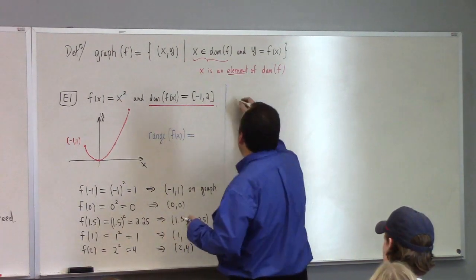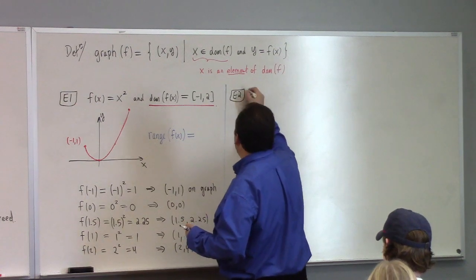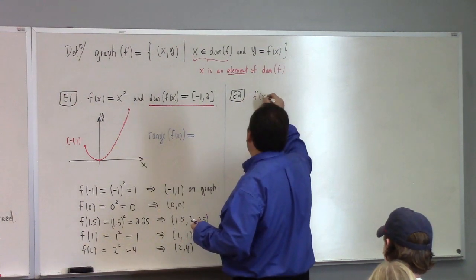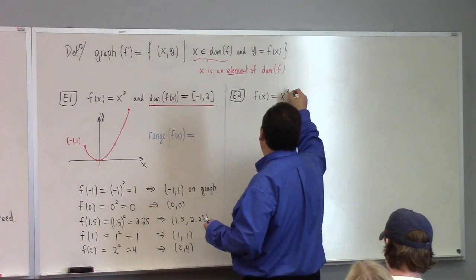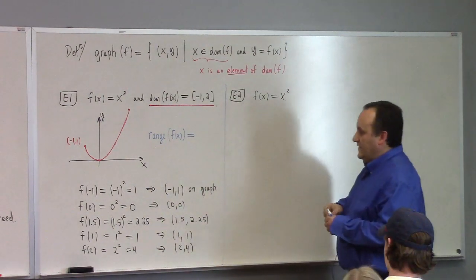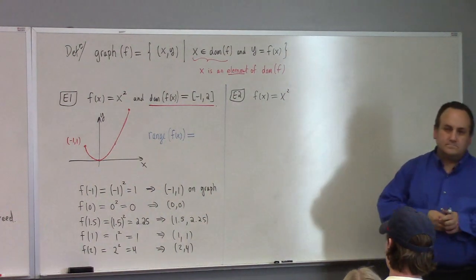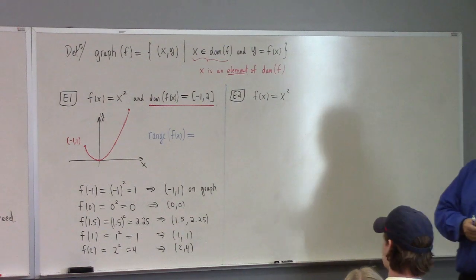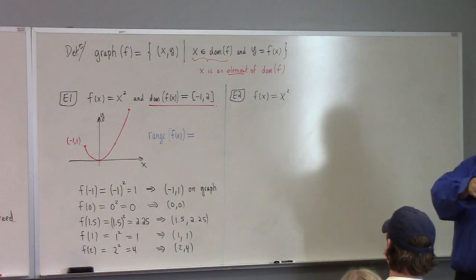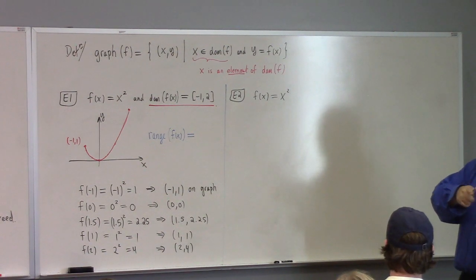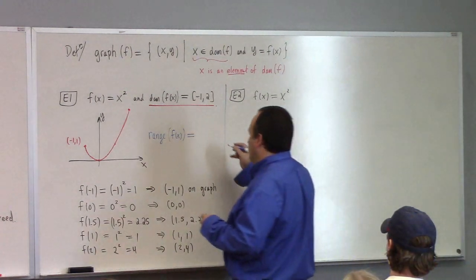Example 2 is just going to be f of x equals x squared. But let's finish example 1. So what's the range? Yeah? 0 to 4 would be correct.